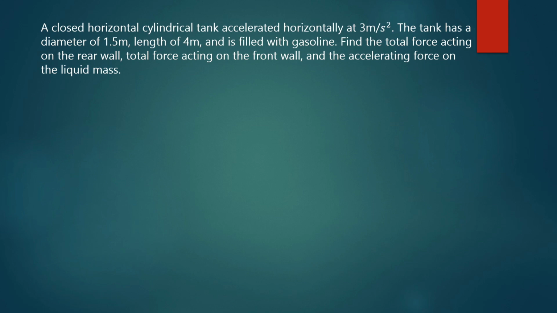Good day everyone. So here we have a problem for chapter 4, the relative equilibrium of liquids. In this problem, we have a closed horizontal cylindrical tank which is filled with gasoline. The givens in the problem would be the diameter of the horizontal cylindrical tank, 1.5 meters, the length, which is 4 meters, acceleration of 3 meters per second squared, and specific gravity of the gasoline, which is 0.82.